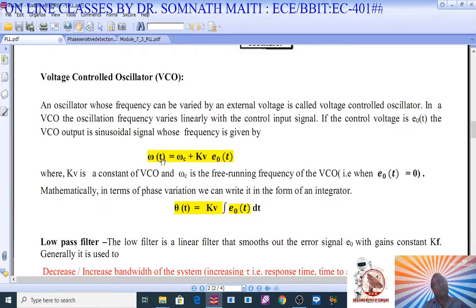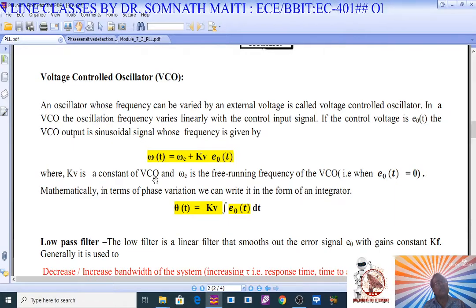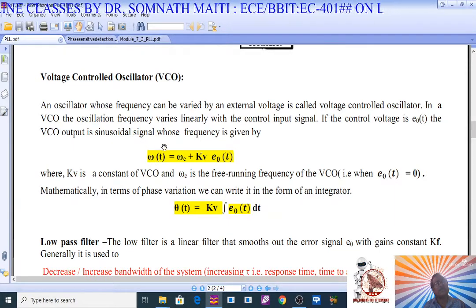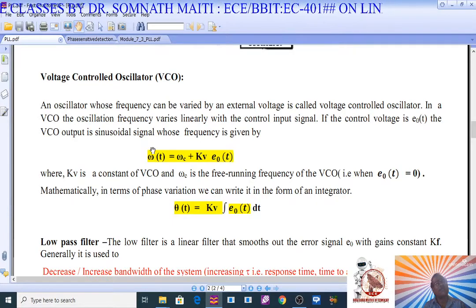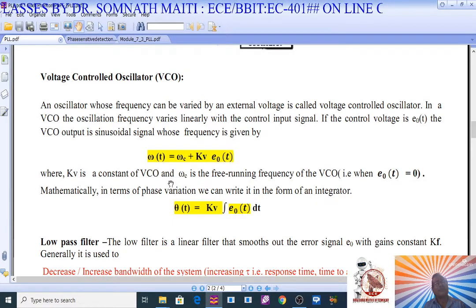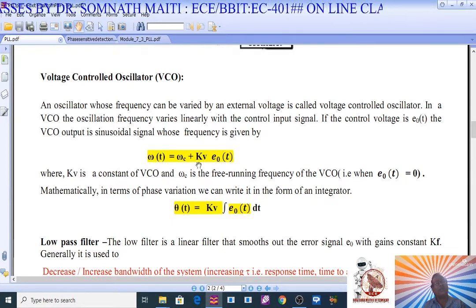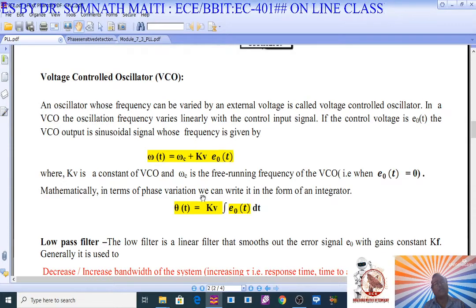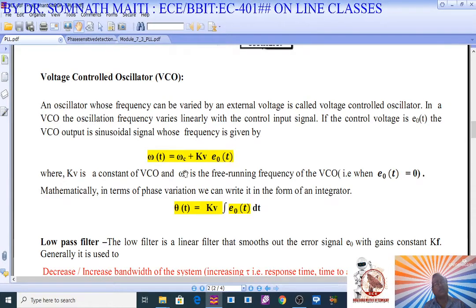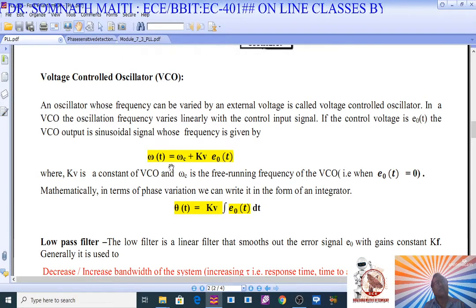Okay, so if you integrate this thing, you will get the phase. So omega(t) is nothing but d theta by dt. So theta(t) will be proportional to kV times the integration of this thing. So I am omitting this constant part. I am just considering how it is varying.